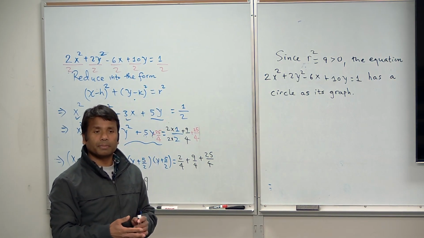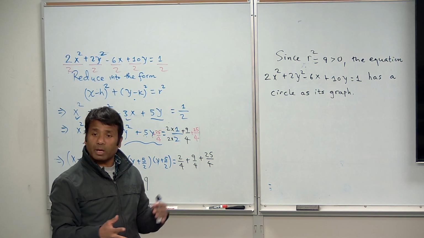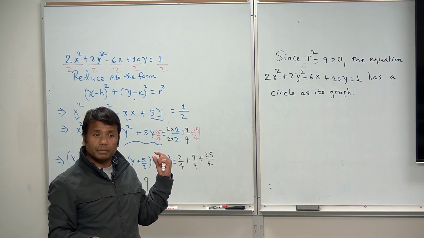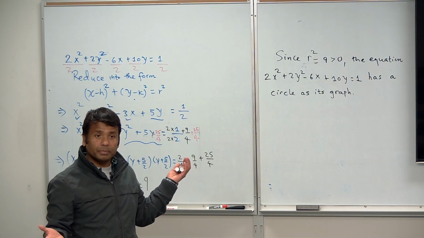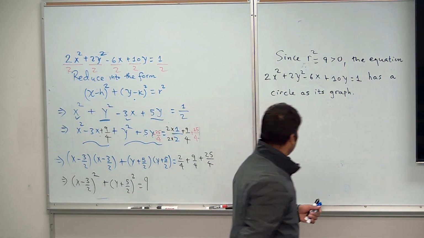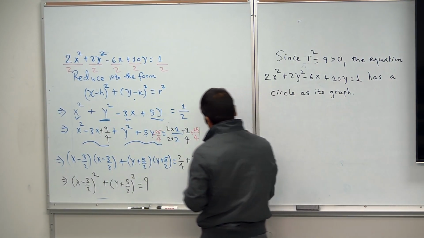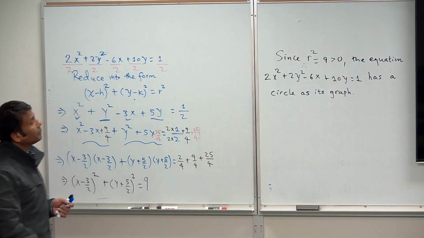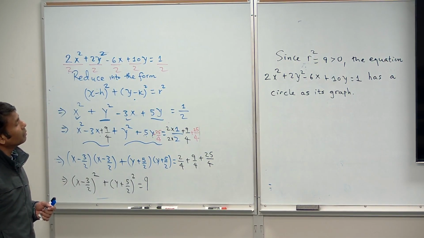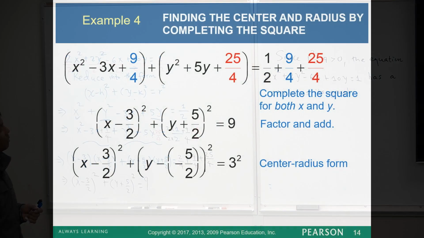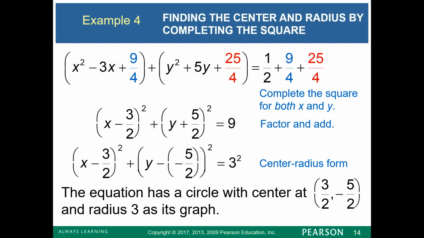Did you get it? Do you have any questions? You see that, right? You see that? And then what is the center of this circle? 3/2, comma what? -5/2. Is that right? Right?